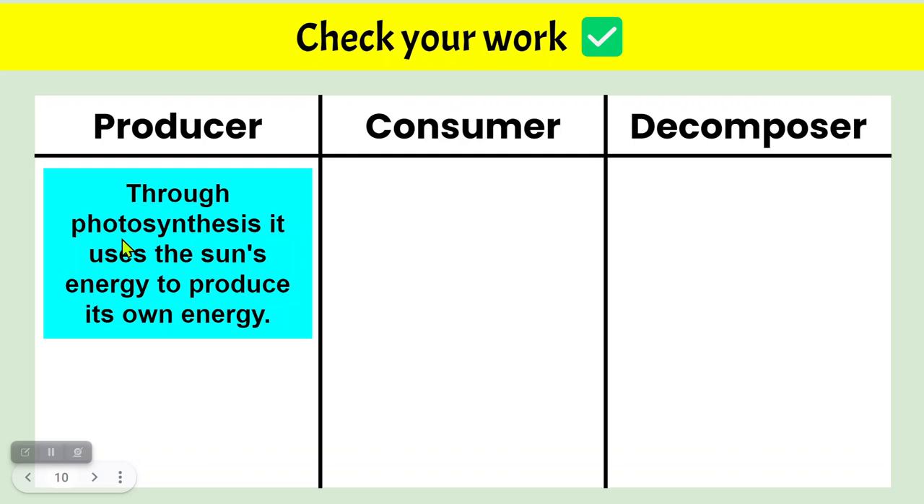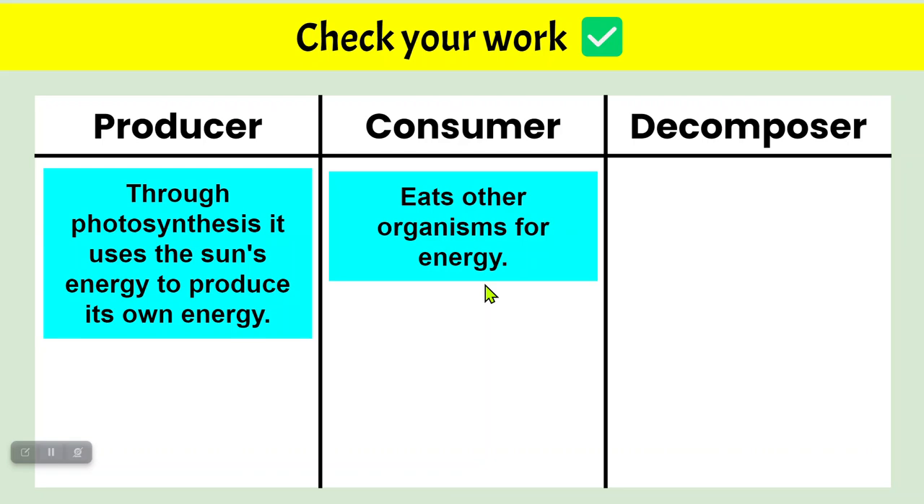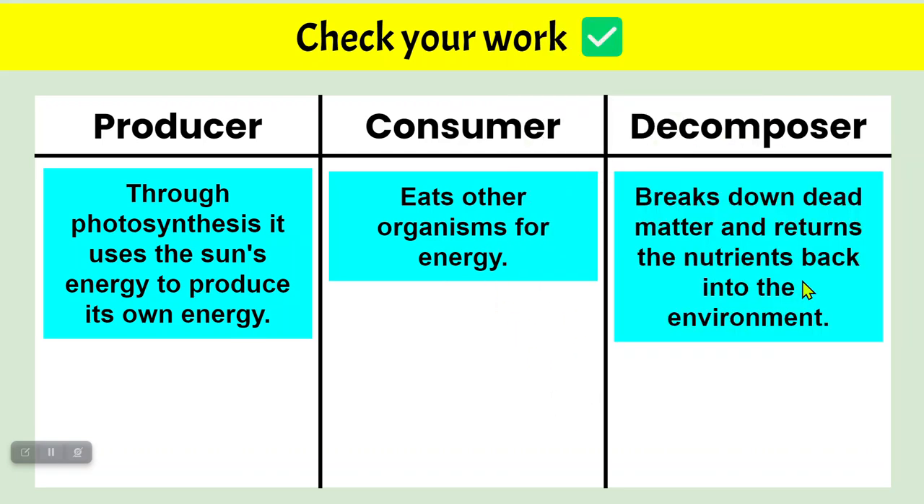All right, so your producer, roughly, you're going to say something like, through photosynthesis, the producer uses the sun's energy to produce its own energy. If we want to define consumer, that's one organism that eats other organisms for energy or consumes other organisms. But for the most part, we're talking about eating. And then our decomposer breaks down dead matter and returns the nutrients back into the environment. So usually that's back into the soil or maybe back into water.